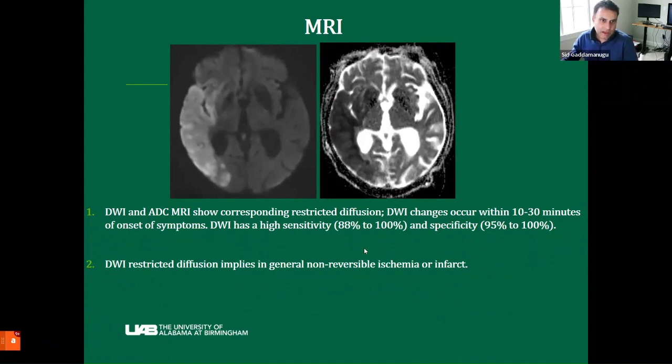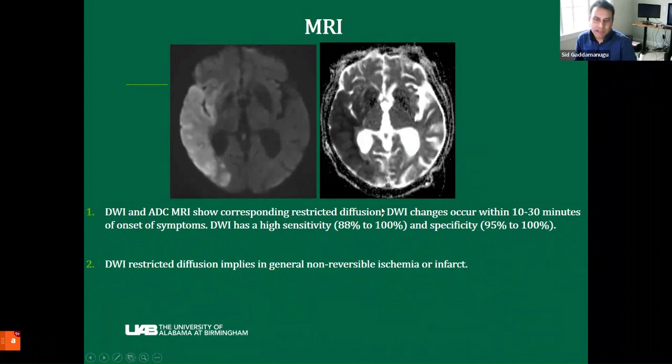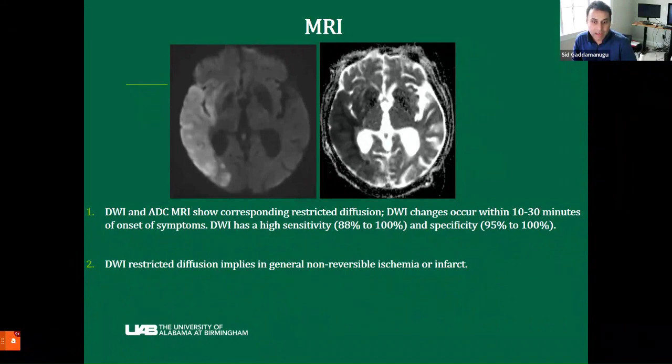So obviously we employ diffusion, and we know that diffusion changes occur immediately. They occur within 10 to 30 minutes of onset of symptoms. That has a high sensitivity of 88 to 100% and a very high specificity. Now, there's a lot of debate. What does diffusion restriction mean? Does it mean ischemia and infarct or just infarct?